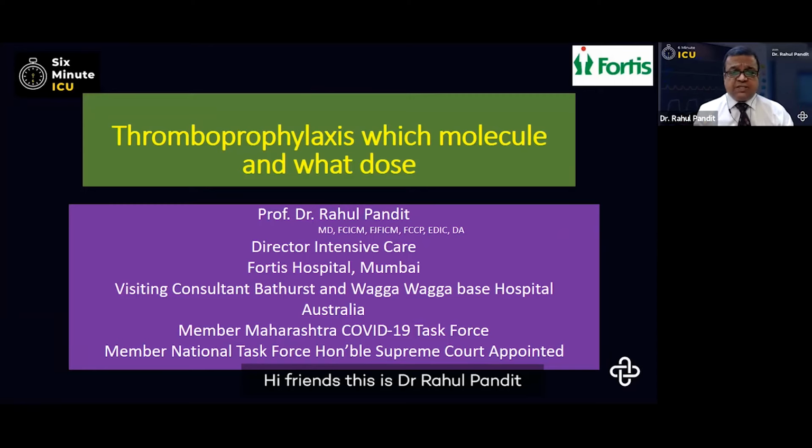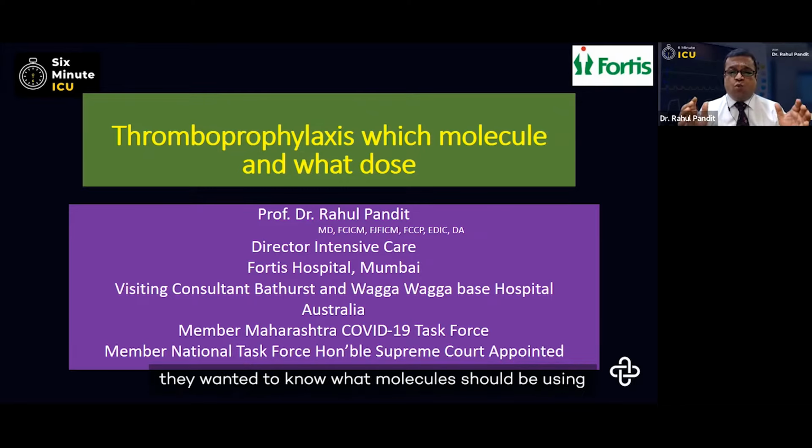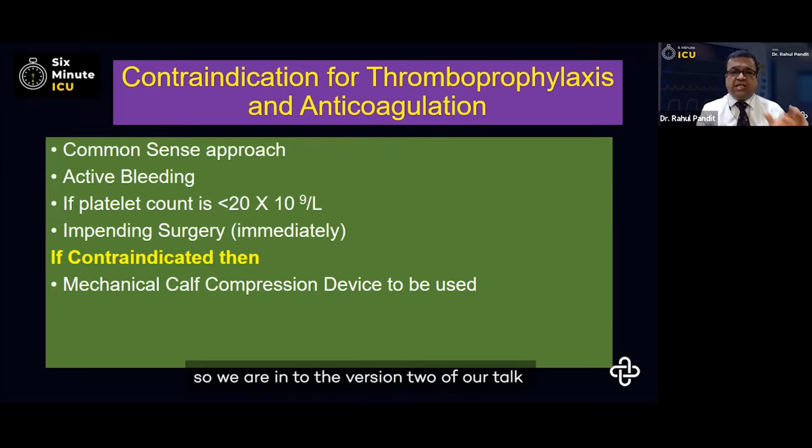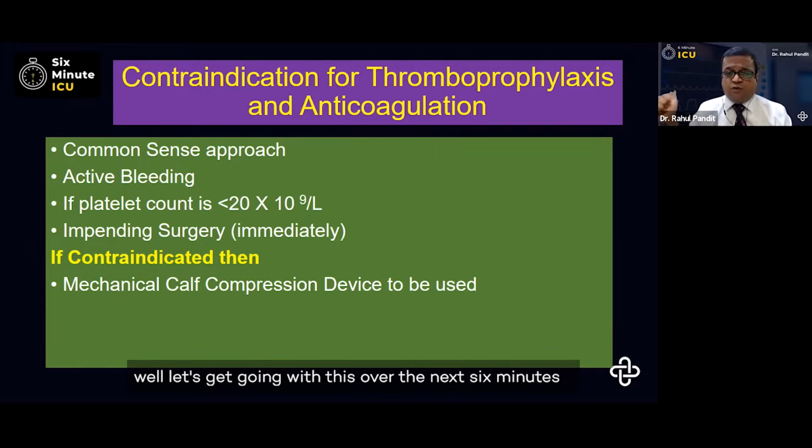Hi, friends. This is Dr. Rahul Pandit back again with popular demand and a lot of perseverance from our students. They wanted to know what molecule we should be using and what dose we should be using for thromboprophylaxis. So we are coming to version 2 of our talk, which is which molecule and what dose. Well, let's get going with this over the next 6 minutes.